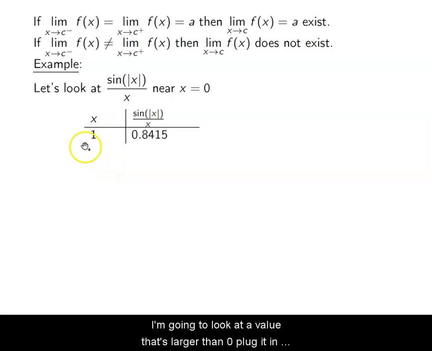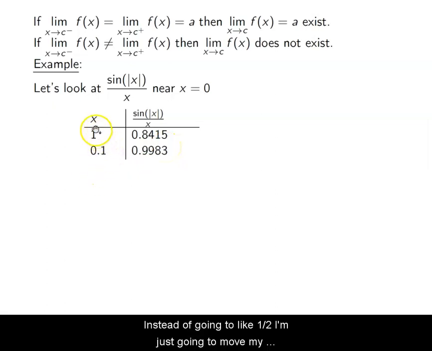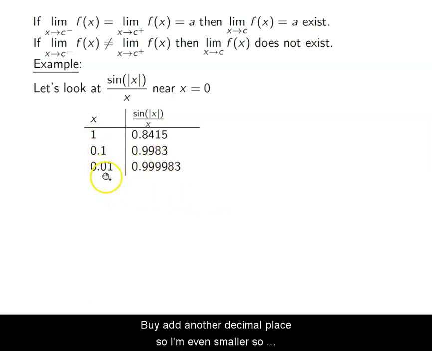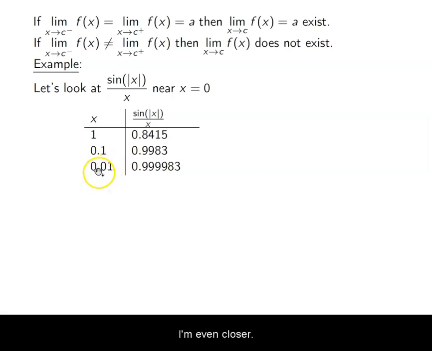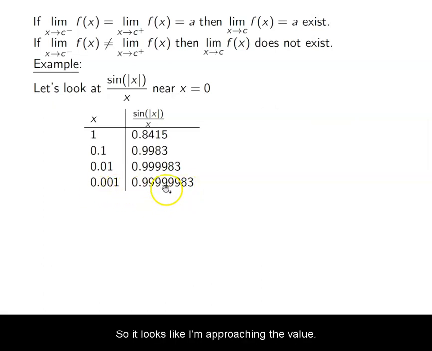Okay, so I'm going to look at a value that's larger than 0, plug it in, and notice that this is what I get out. Then I'm going to come closer to 0. Instead of going to 1/2, I'm just going to move my decimal place because that's a lot closer to 0. So if I'm at 0.1, I'm still positive, but moving closer to 0 from farther away, I get 0.9983. If I add another decimal place, I'm even closer to 0, and I get 0.999983. One more decimal place, I get a lot more nines. So it looks like I'm approaching a value of 1.